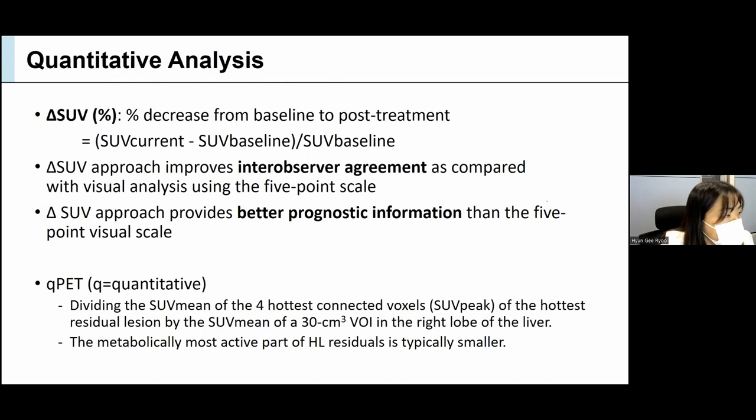So some researchers introduced the concept of delta SUV, or quantitative PET. Delta SUV means the percent decrease of SUV from baseline to post-treatment. By applying this delta SUV concept, the inter-observer agreement improves as compared with visual analysis using the 5-point scale. And some articles suggest that this delta SUV approach provides better prognostic information than the 5-point visual scale.